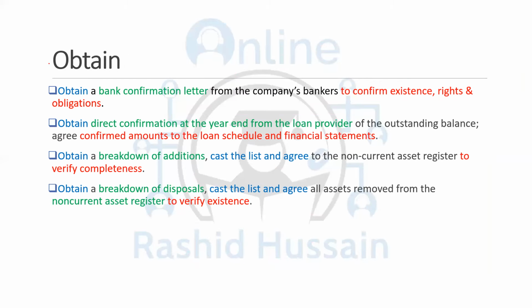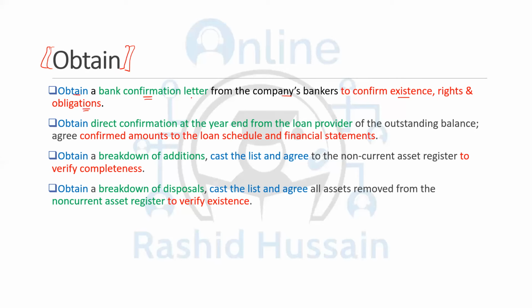So for example, when we are going to use this action and procedure, obtain. Obtain, for example, a bank confirmation letter from the company's bankers. Now, obtain is the action. What we are going to obtain, the bank confirmation letter, this is the subject. Why we are doing that? To confirm existence and rights and obligation.